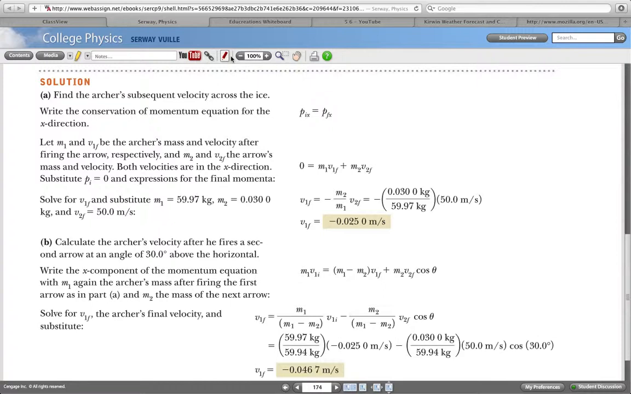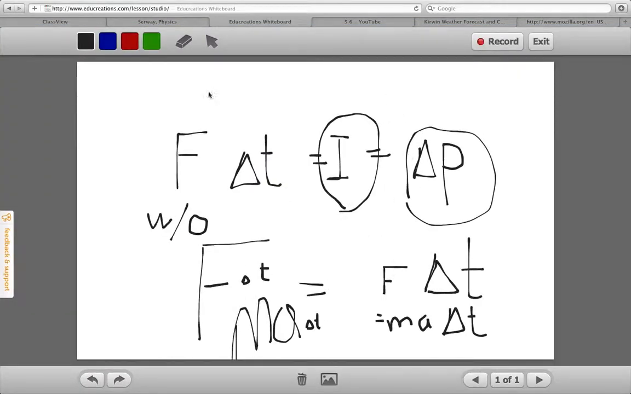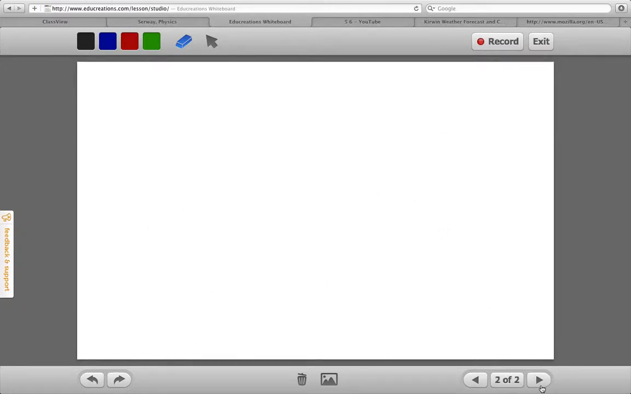We'll go to Educreations really quick. I guess I'm going to remember to do that, so we'll just go to the next page. So anyway, if the archer, here's our archer standing here. How come it's not letting me draw? Oh, because I'm not on draw. Here we go. Now I'm on draw.